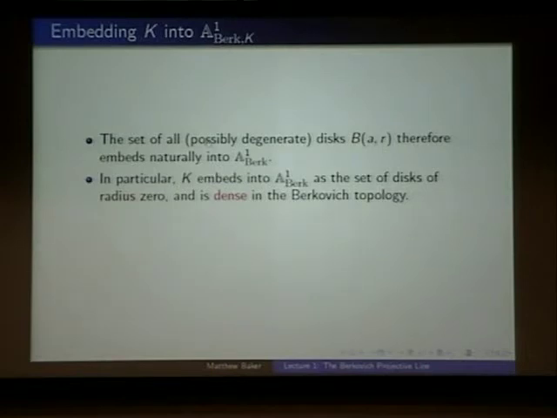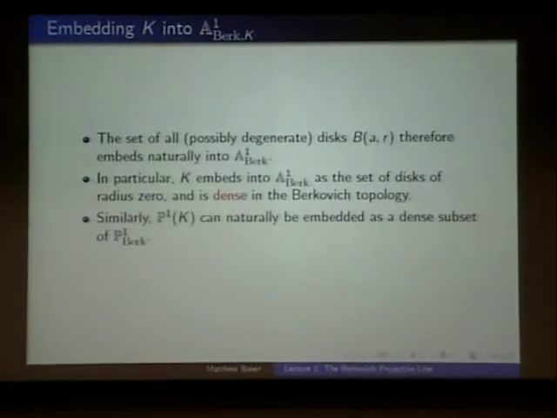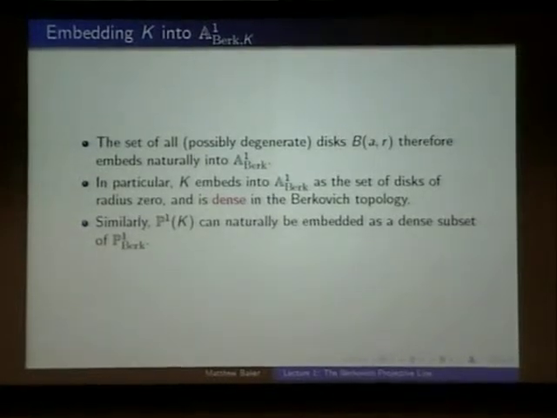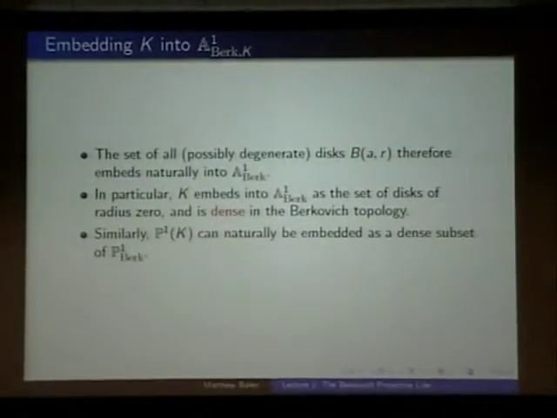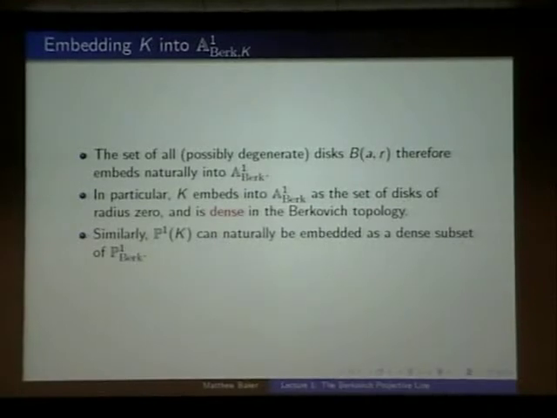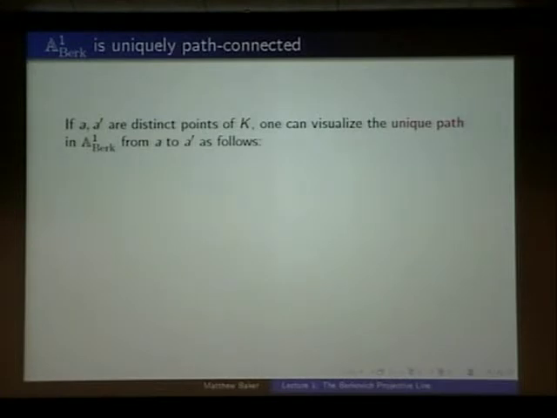I don't have a formal exercise work group, but if I did, that would be the first exercise maybe. And similarly, the projective line over K can be naturally embedded as a dense subset of P1 Berk. For now, P1 Berk is just the Berkovich affine line with a point at infinity added, given the topology of the one-point compactification. But this is not a very good way to generalize to higher dimensions, so I'll give a more natural definition of P1 in the next lecture. But I want to describe now why, at least intuitively, this space A1 Berk is uniquely path connected.